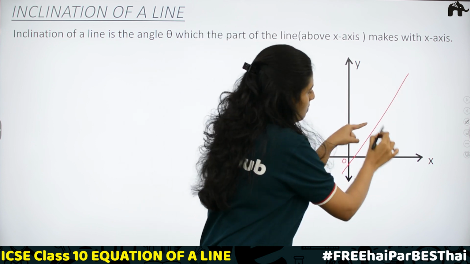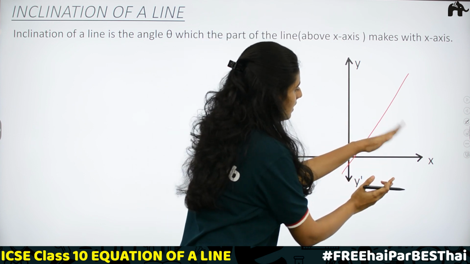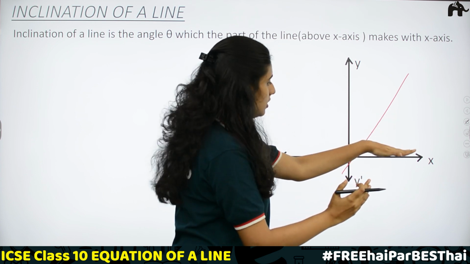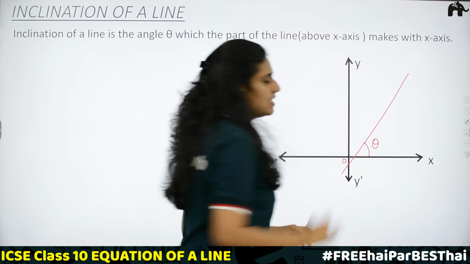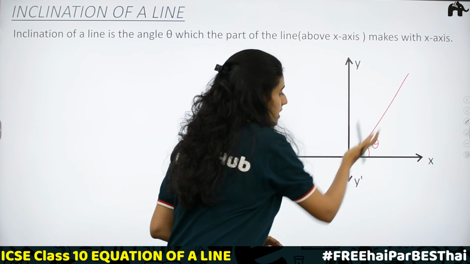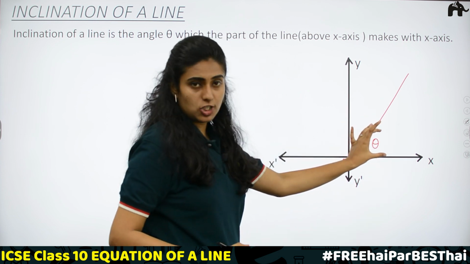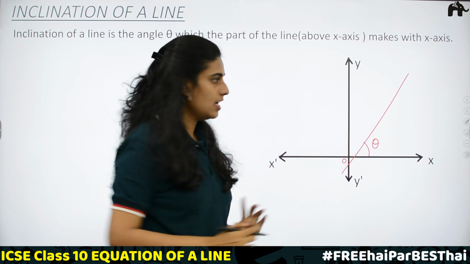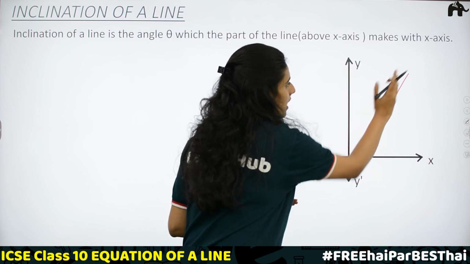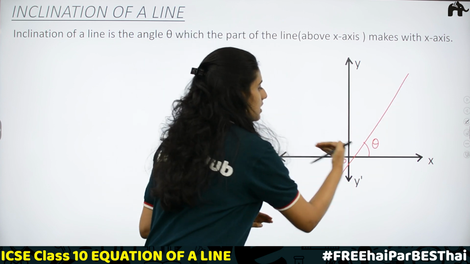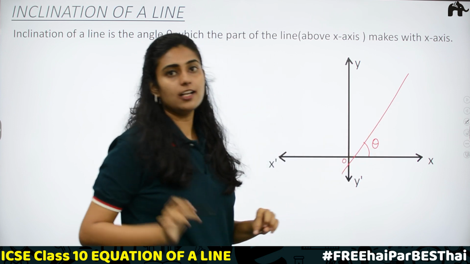This line makes some angle with x-axis. From x-axis, it has moved some distance. So, this angle we represent as theta. From the line towards the right side, along the x-axis, the angle measured is called inclination. This theta angle is called inclination. Understood? Always measure towards the right side of the line. You cannot measure in this direction. This is not inclination. The angle measured towards the right side of the line is called inclination.